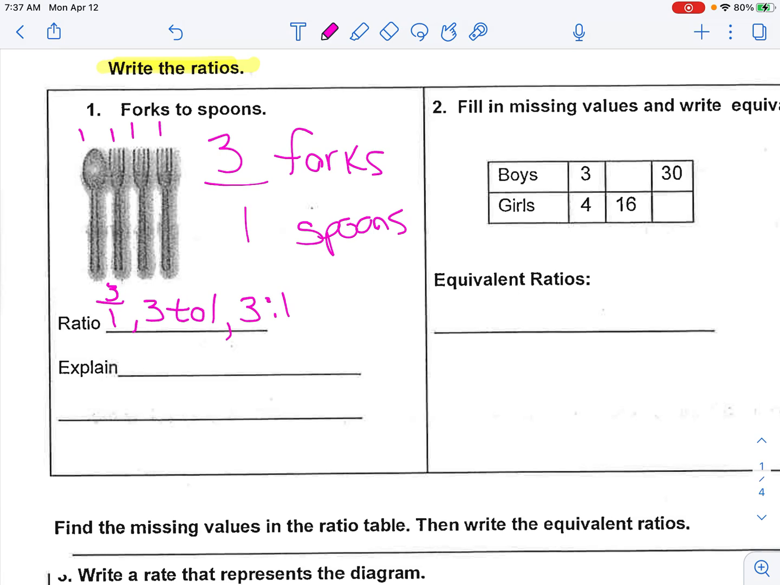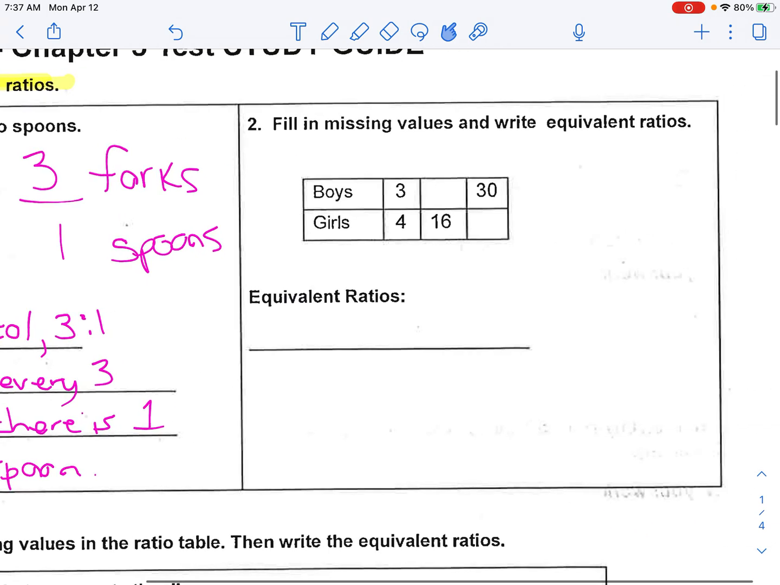Explain. Remember, we always start every explanation with the words for every. Now, you have to also pay attention to the order of the words in which it was asked. It's asking for forks to spoons. So, for every 3 forks, there is 1 spoon. So you have to write the ratio and then explain to me what that means.